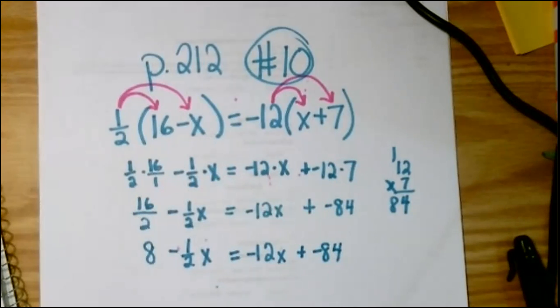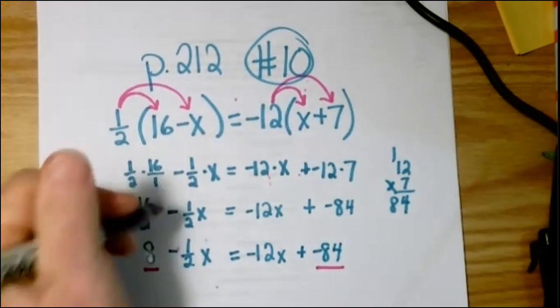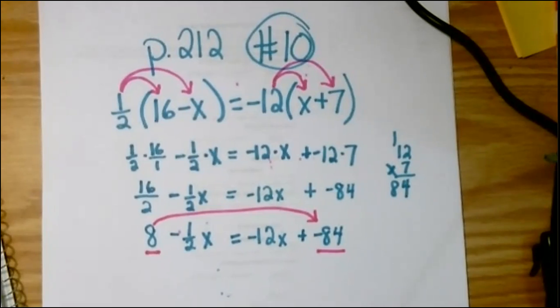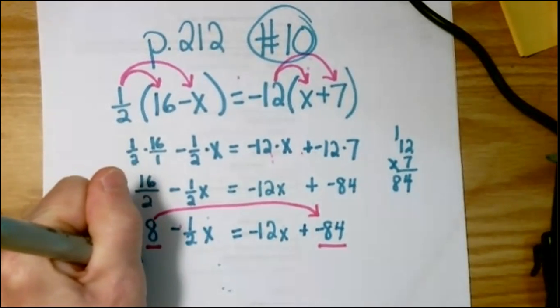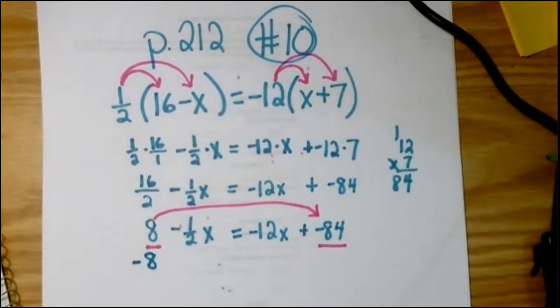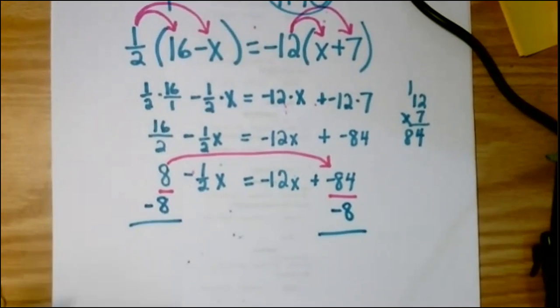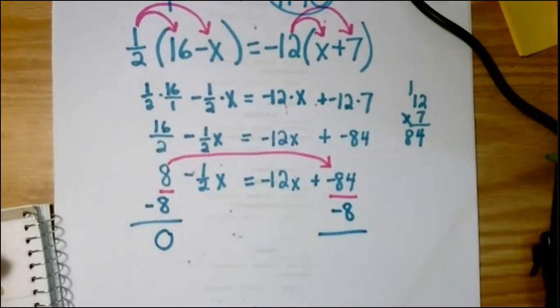Now I have to get like terms together. So I have an 8 and I have a negative 84. They're both constants. So I'm going to get the 8 over to that side. How am I going to do that? Using inverse operations. So if this is a positive 8, I'm going to minus 8. Whatever I do to one side, I need to do to the other side. Move up a little. Positive 8 and a negative 8 is going to give me 0, which is what I want because I wanted to move it to the other side.